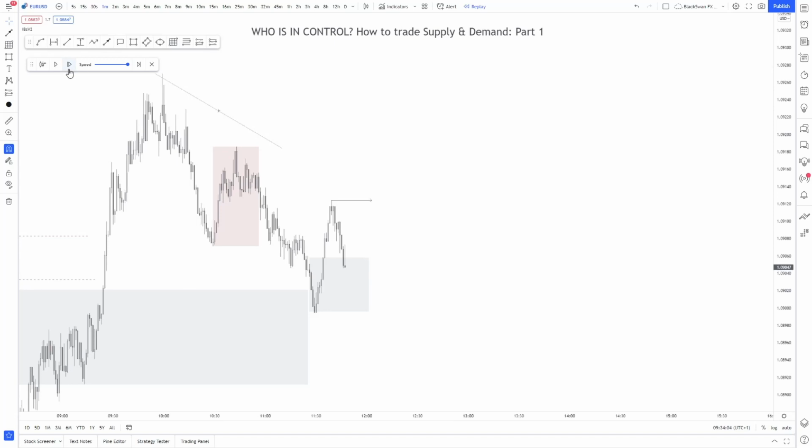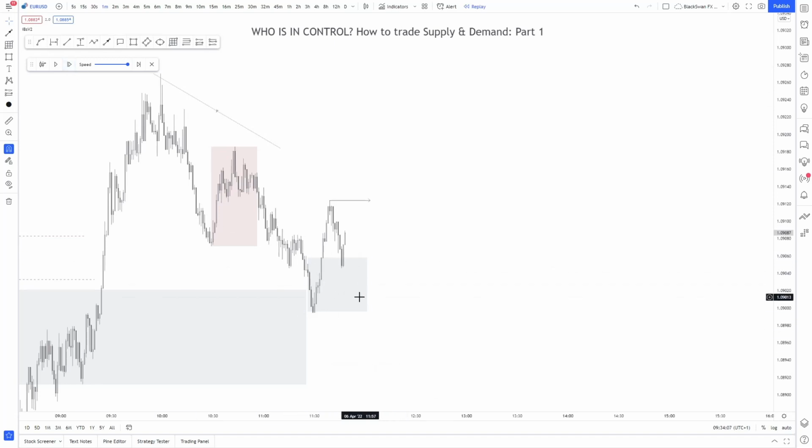So as we can see, we come to mitigate our 5M demand. And then we get a V-shaped recovery on the 1M. And this is the power of fractal markets. So hopefully you've watched the structure series and you've watched the content about the markets being fractal. This is the power of it, because you can take your higher time frames and then repeat the process down and down and down to the lower time frames and take full advantage of these concepts. So that's great. We mitigate the 5M demand here.